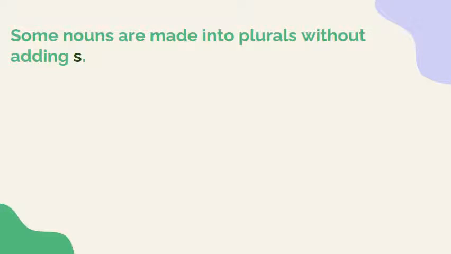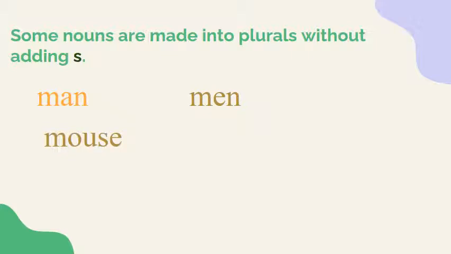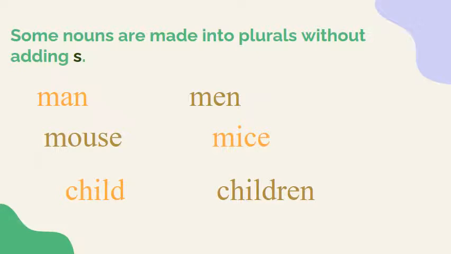Some nouns are made into plurals without adding s. If you remember that we talked about it before, some nouns do not take s and we have to change them according to each noun. Some nouns stay the same, some nouns change vowel letters. Let's take some examples first. Man, men, mouse, mice, for example, child, children. So these are nouns that when they change into the plural, they do not take s.